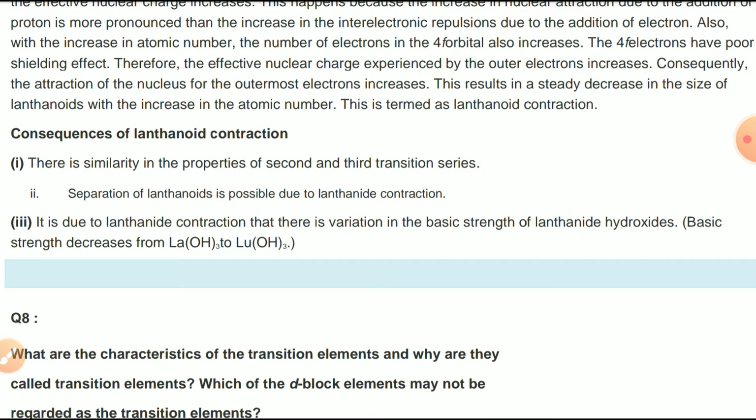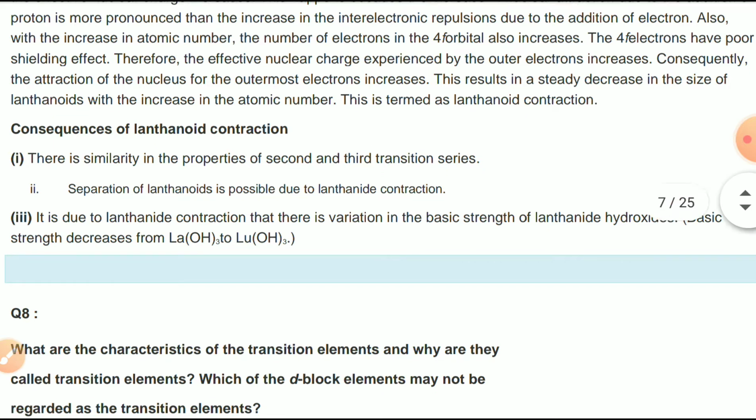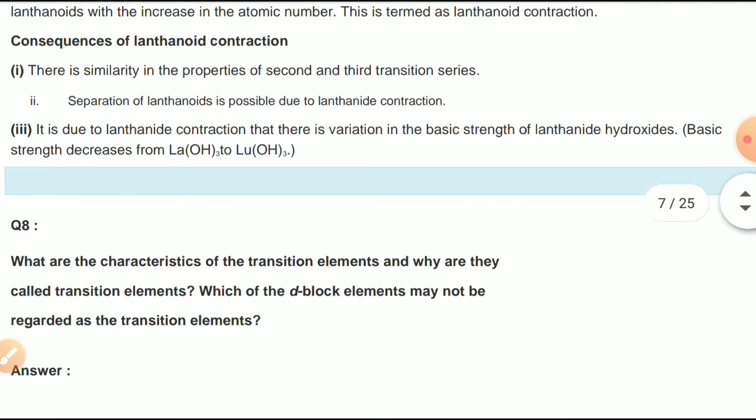And then consequences of lanthanoid contraction. Point number 1, there is similarity in the properties of the second and the third transition series. And second, separation of lanthanoids is possible due to lanthanoid contraction. And point number third, it is due to lanthanoid contraction that there is variation in the basic strength of the lanthanoid hydroxides.